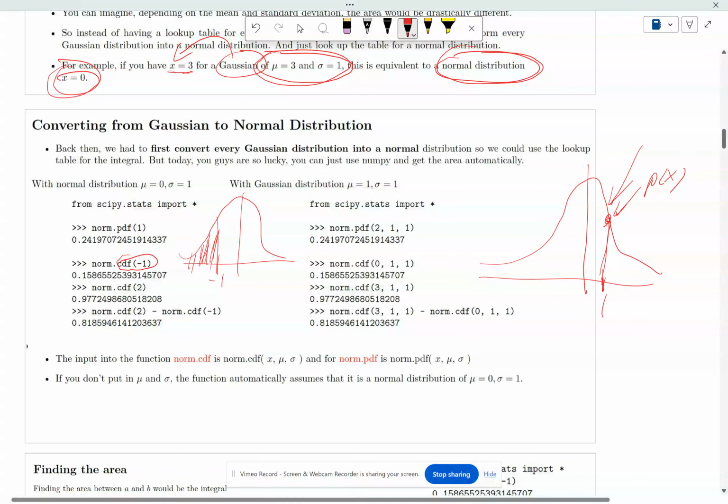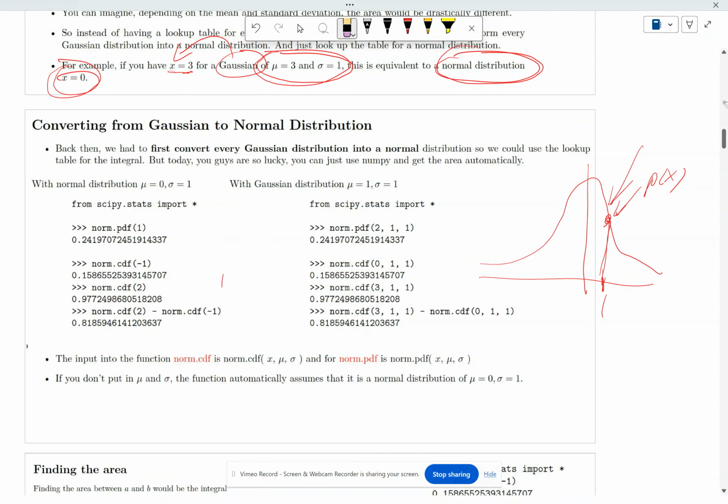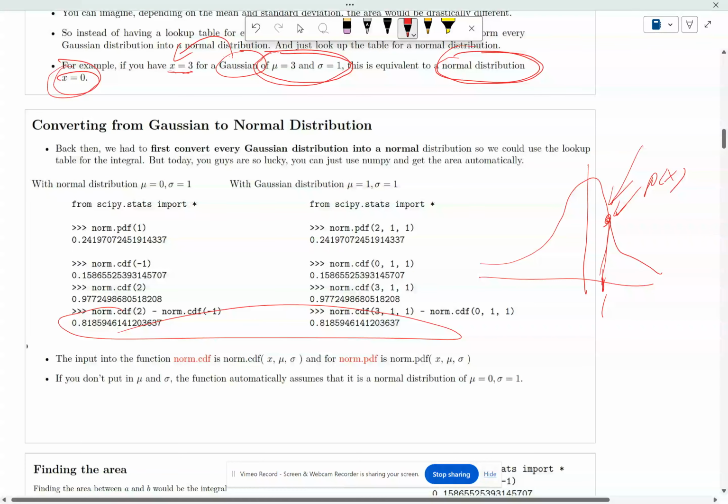Now notice, equivalently, if you plug in 0 here for the Gaussian, it will give us the same area again. Or if we plug in 3, it's equivalent to 2 here. Notice that the area is the same. Now, if you want to find the area between 2 and 1, this is equivalent to 3 and 0. Notice for each one of them, I did put the mean and the standard deviation, and they would still be the same.